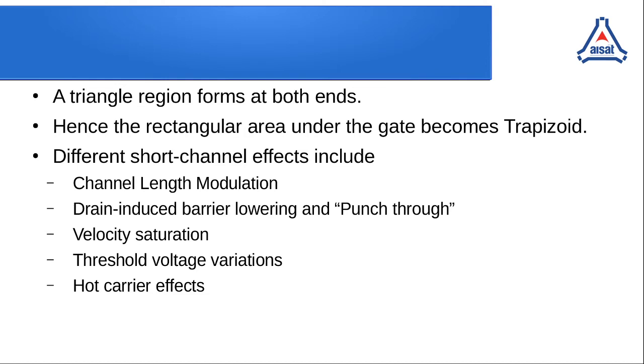And due to this variation in the channel, many effects come into picture. The different short channel effects include channel length modulation, drain induced barrier lowering, which is also known as punch through, velocity saturation, threshold voltage variation. As I had mentioned earlier, there will be a variation in the threshold voltage, and hot carrier effects. We shall see these effects one by one in detail.